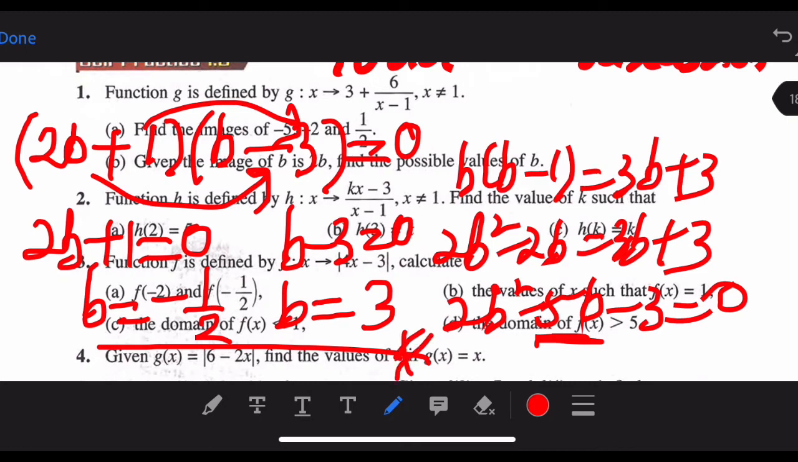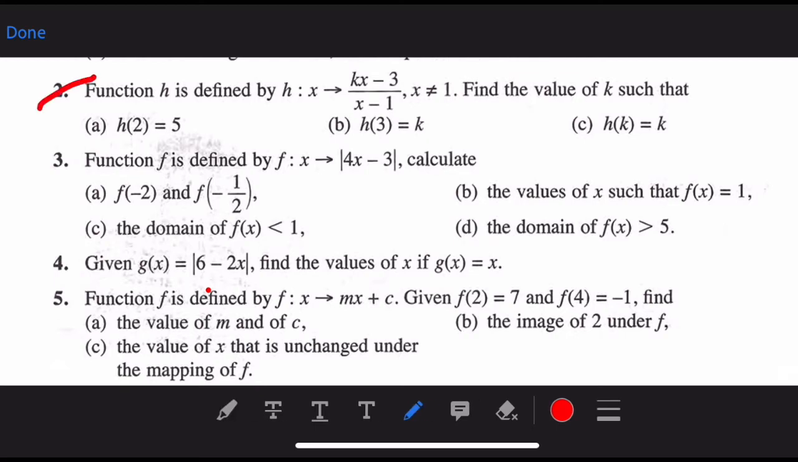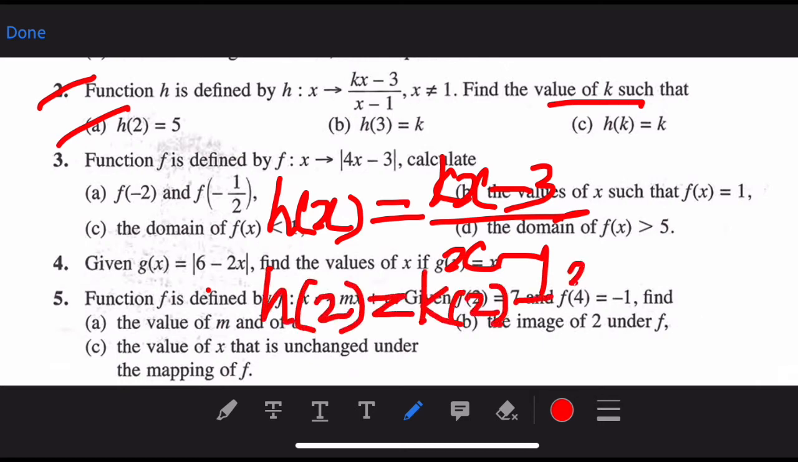So I will continue to discuss number 2. Now let's discuss question number 2. Function h is defined by h(x) equal to (kx minus 3) over (x minus 1). Find the value of k such that h(2) equal to 5. So when you see h(2), you substitute x with 2, like this. When you see x, you substitute with 2, right? Now h(2) is 5, so you substitute 5 here.